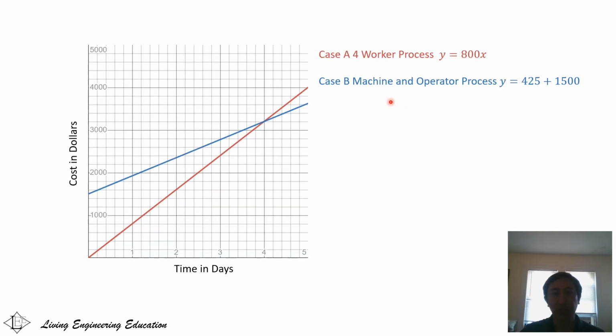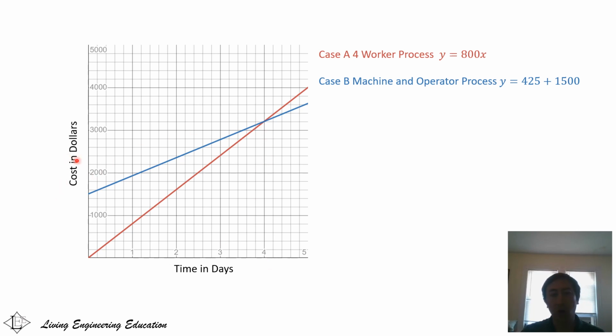All right, so let's see graphically what this looks like. This blue line represents case B, where we have the machine and operator. And here we have case A, where we have the four workers. The y-intercept of case A is 0, and the y-intercept of case B is 1500 for the machine cost. The slope for case B is smaller because it's 425, it's cheaper. So case A eventually does catch up since it has a larger slope. And we see the intersect at time equal to 4 days.